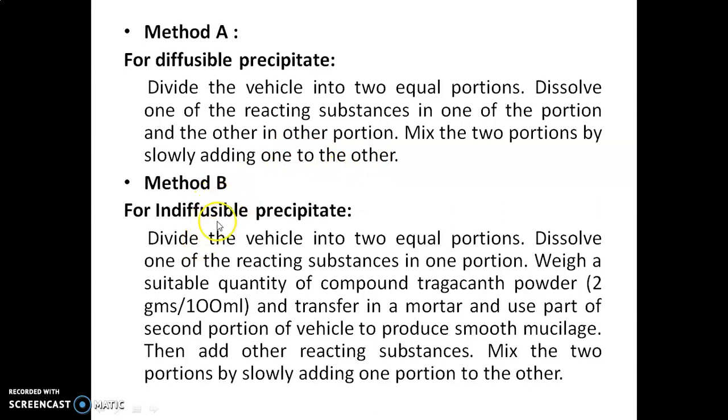Method B, which is for the indiffusible precipitate: divide the vehicle into two equal portions. Dissolve one of the reacting substances in one portion. Weigh a suitable quantity of compound tragacanth powder, that is 2 grams per 100 ml, and transfer it to a mortar and use part of the second portion of the vehicle to produce a smooth mucilage. Then add the other reacting substance. Mix the two portions by slowly adding one portion to the other. So now let's move towards the actual experiment.